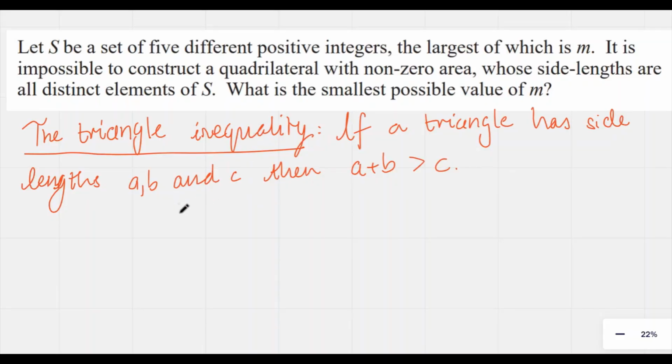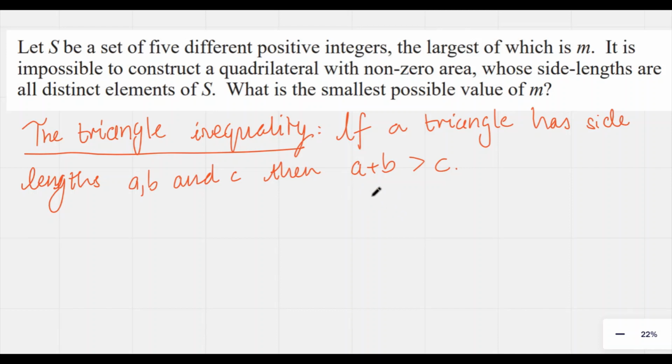Okay, so we're going to begin our solution by reminding ourselves of the triangle inequality. This says that if we have a triangle with side lengths A, B, and C, then A plus B must be bigger than C. And in particular, notice that we haven't defined which sides are A, B, and C. So even if we choose A and B to be the smaller two sides, it must be that A plus B is bigger than C.